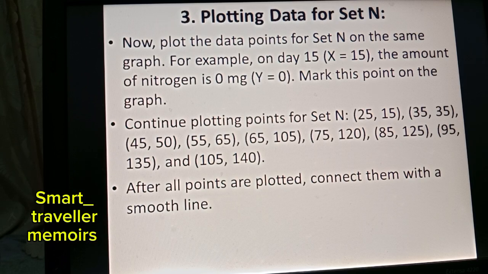Now plot the data for set N on the same graph. For example, on day 15, x equals 15, the amount of nitrogen is 0, y equals 0. Mark this point on the graph. Continue plotting the points for set N, and there you have the points. After all points are plotted, connect them with a smooth line.